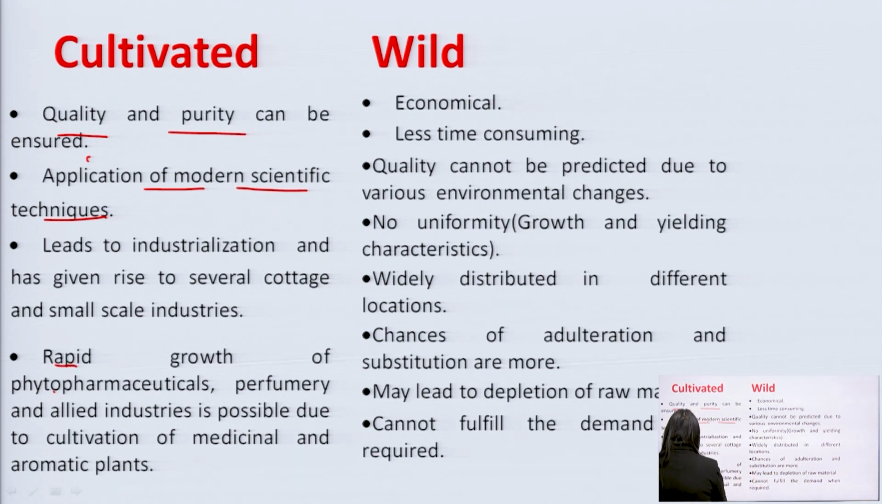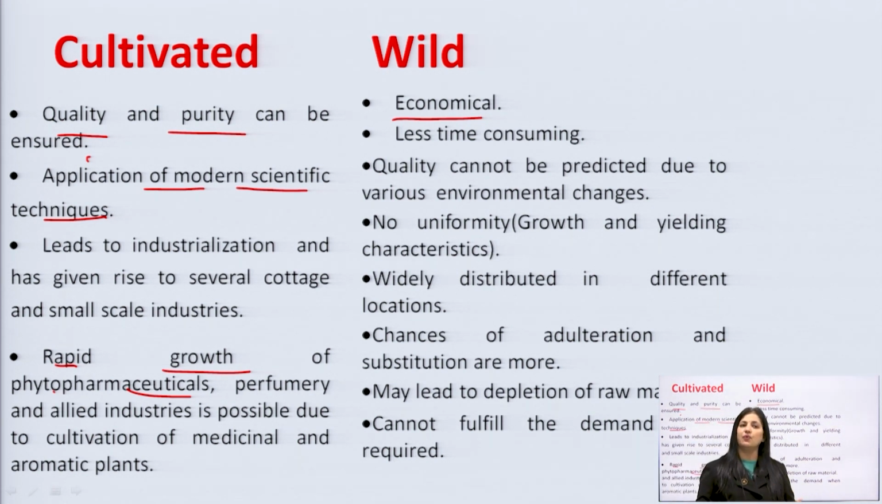Then the rapid growth of phytopharmaceutical and perfumery and allied industries is possible due to cultivation of the medicinal and aromatic plants. On the other hand, the wild sources, which I told you earlier, exist in nature itself, in the forest, come up like weeds, or exist in the rainforest. They occur in nature on their own. Obviously, they have number one advantage, that they are economical. You are not putting any sort of effort into them. They are less time consuming because they grow in nature on their own.